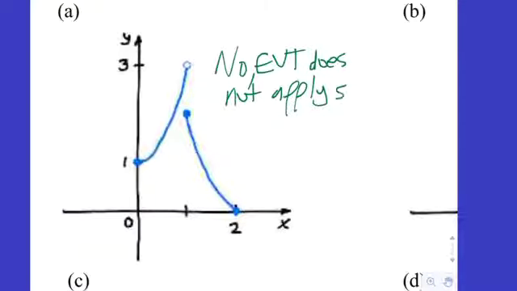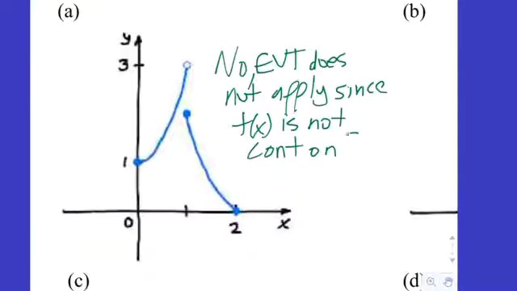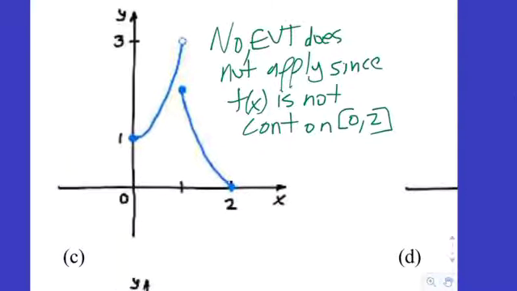And you would say since or because f of x is not continuous on the closed interval from 0 to 2. There's actually what type of discontinuity at 1? A jump, right. Now, just because the EVT doesn't apply doesn't necessarily mean you won't still have either a max or a min. There's just no guarantee. Does this function on the closed interval from 0 to 2 have a maximum value?